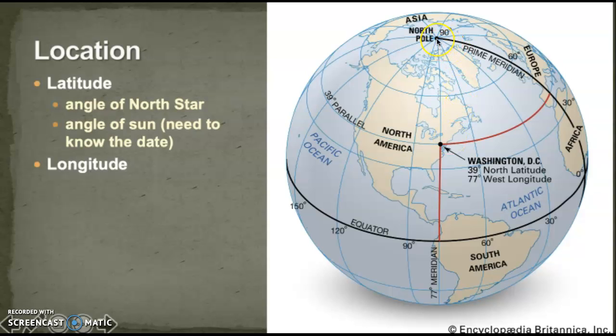If you are at the North Pole, the North Star is directly over your head, 90 degrees straight up. If you are at 39 degrees, which is where Washington, D.C. is, the North Star will be 39 degrees above the north horizon, and so that's how you know you're at 39 degrees. If you're at the equator, the North Star will be right on the horizon, or at 0 degrees, and so that's how you know you're at the equator.